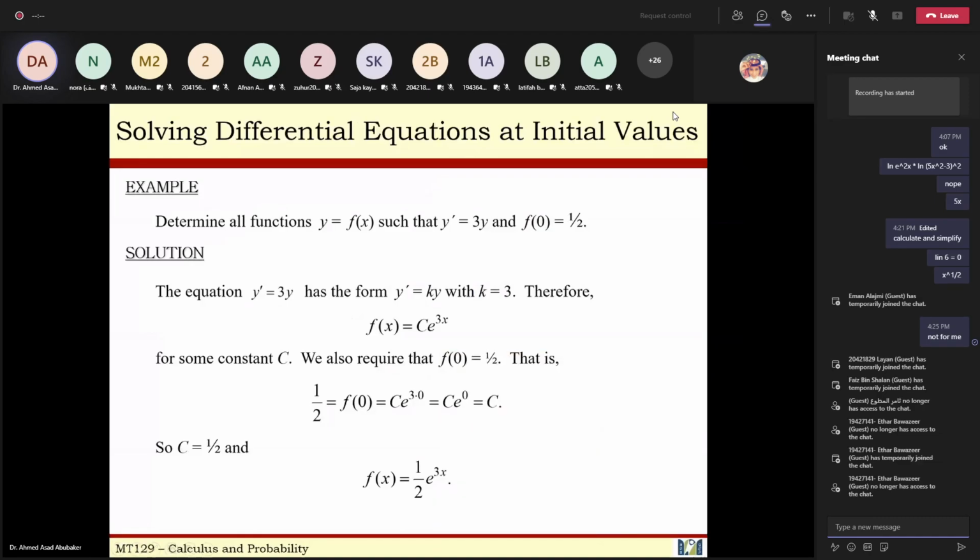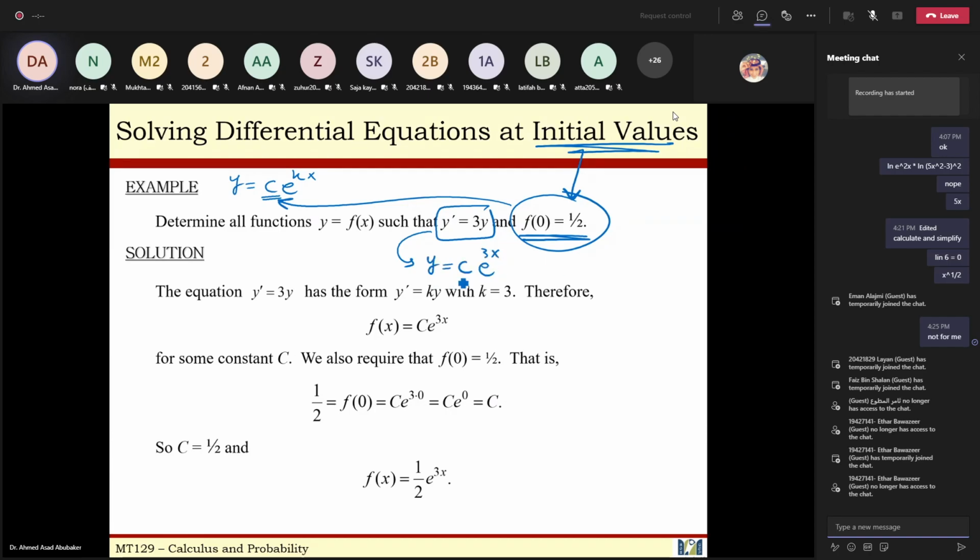Another example, sometimes we have an initial value. This is the initial value. This is used to find the value of c, because we have y equal c e to the power kx. To find the c, use this initial value. Now, we have the differential equation, the solution equals y equal c e to the power 3x. Okay, how can we find the c? This is f of x.